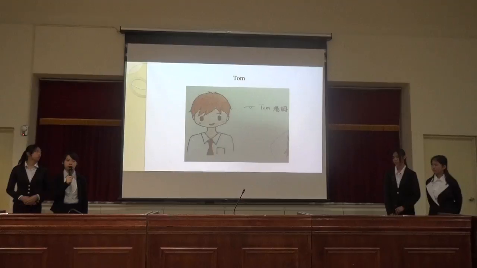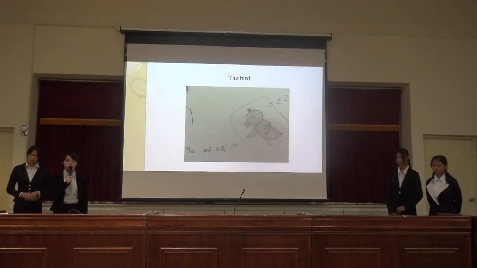One of the students is Tom. He often forgets to do his homework. Even his teacher doesn't know what to do with him. The last character is the bird. It was tortured by a group of boys. Luckily, it was saved by Sandy.